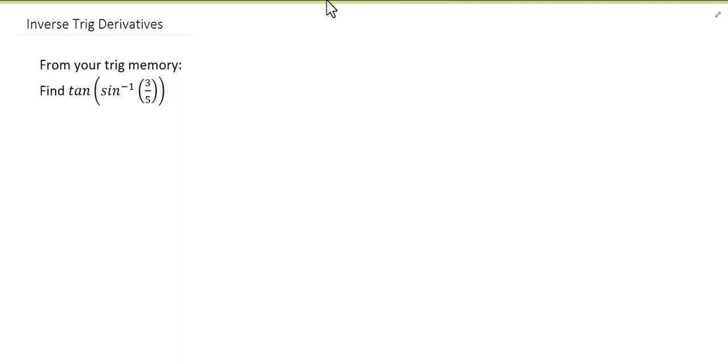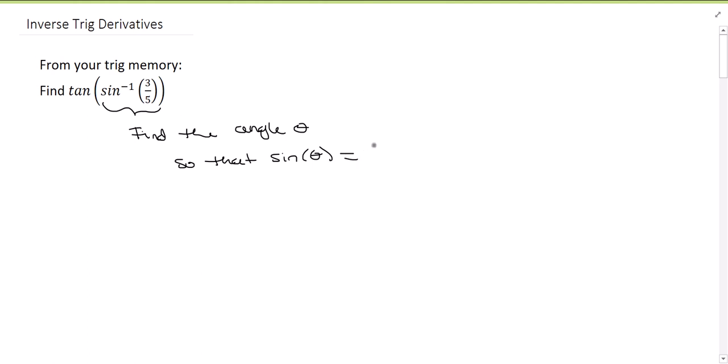So we always got to work our way from the inside out. So what does sine inverse of 3/5 mean? That means there's an angle theta. So find the angle theta such that sine of theta is equal to 3/5, right? That's what that means. Notice that now if you try to solve for theta, you have to apply sine inverse to both sides. So that's what this means.